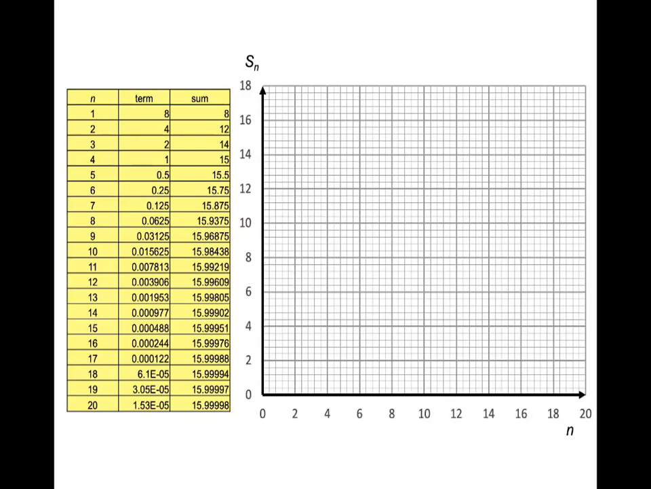So here we have a graph of the term number against the sum. So it's this column against this column. If we click here, that is when it is equal to 1, 2, 3, 4. And what we see is that it's approaching the line 16. Obviously, the gap is so small that we can't actually see the distance.